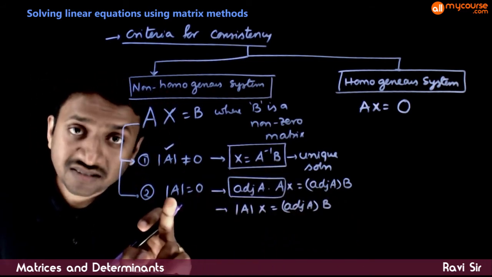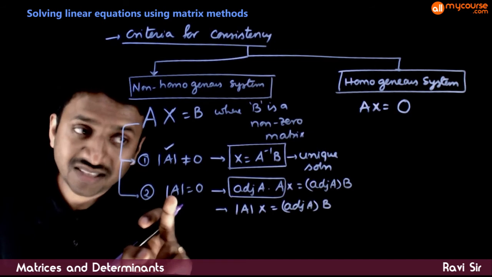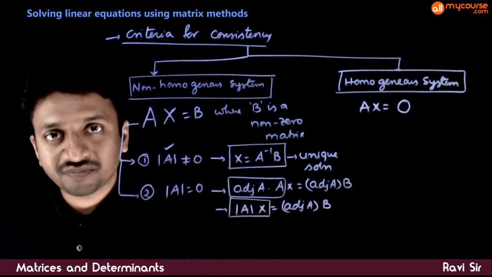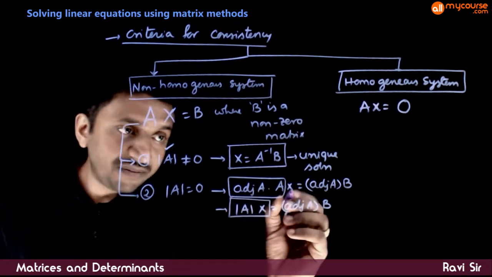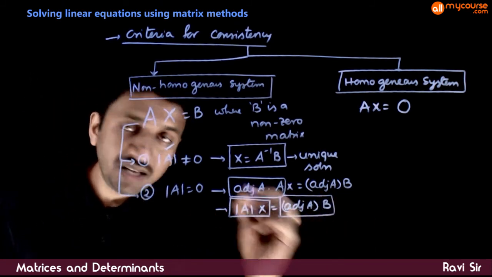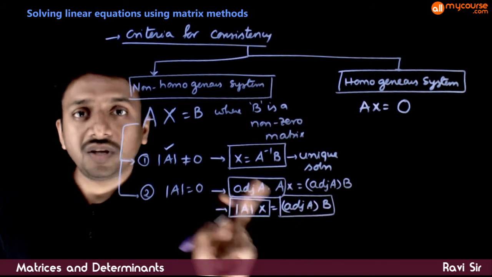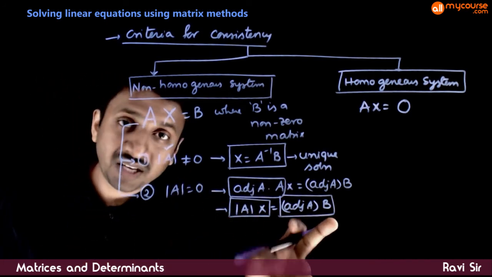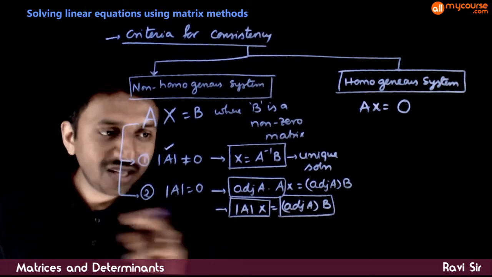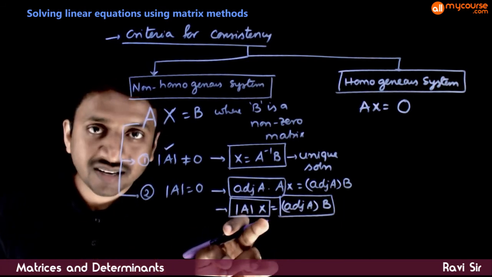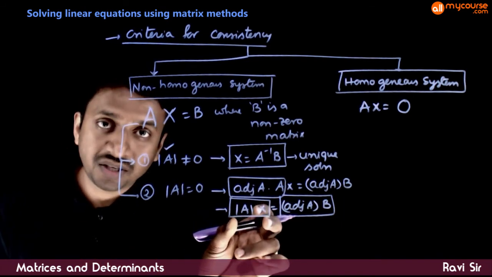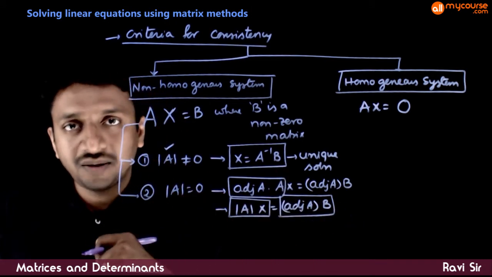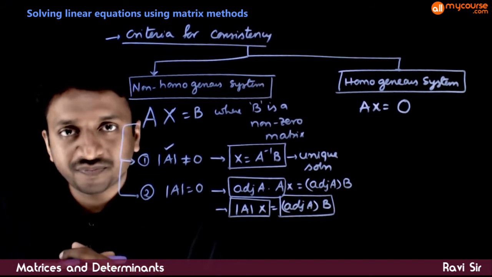So det A is equal to 0, so this side becomes equal to 0. Now if adjoint of A times B is also equal to 0, then you have infinite number of solutions. If adjoint of A times B is not equal to 0, that means for whatever x, y, z, this side is always equal to 0. But if this side is not equal to 0, these two can never be equal. That means you have no solution.